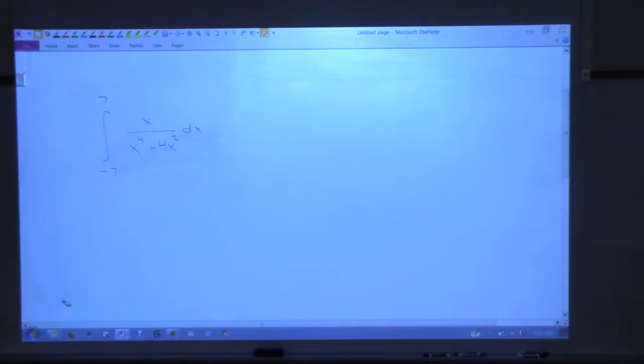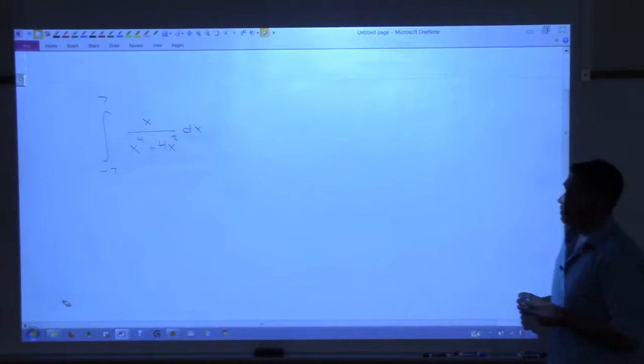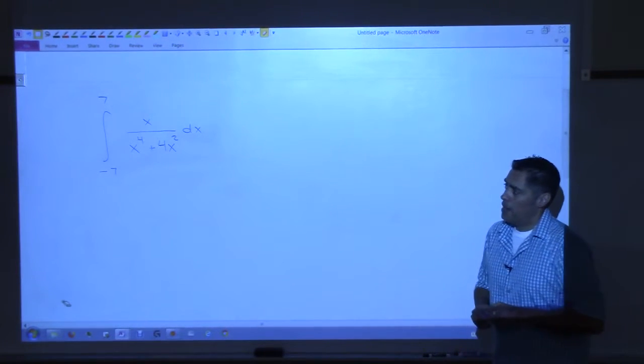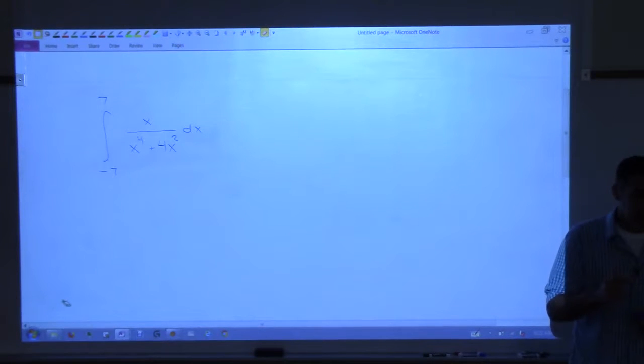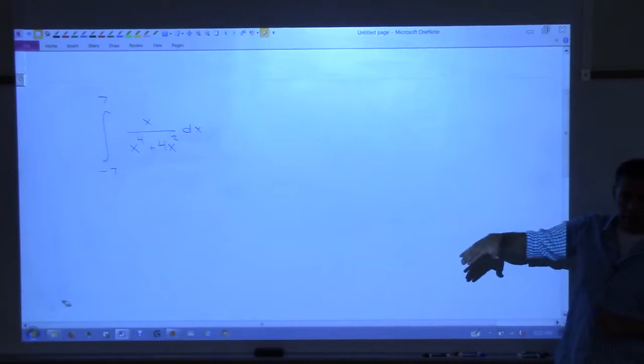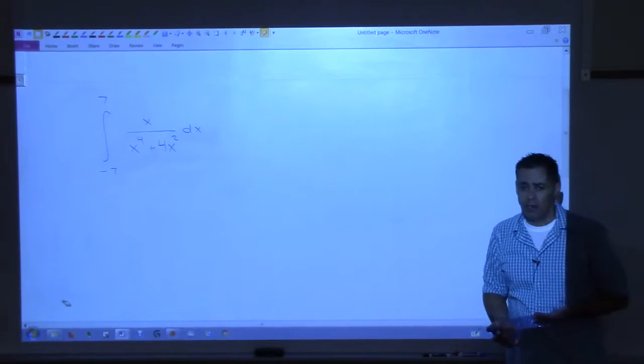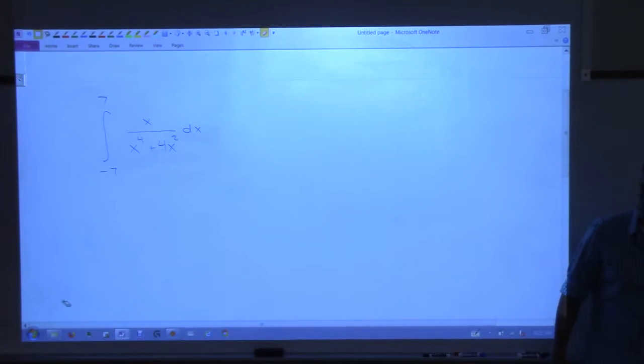Now, if you were asked to integrate this, if it was an indefinite integral, so no limits of integration, then you would have to figure out what method you're going to use. And what method would you use for that? Partial fractions. You would have to factor the denominator. You'd have to try and get things to match up and hope for the best. But that would be slightly involved.